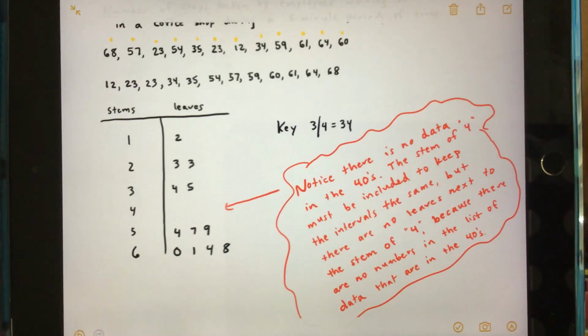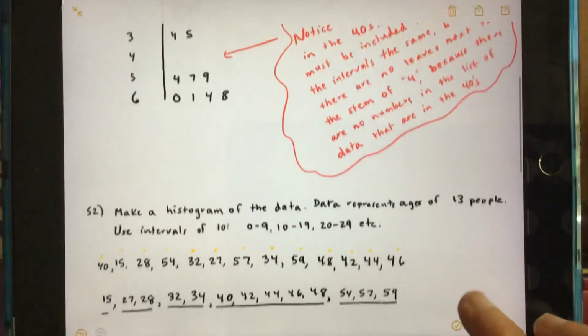So these leaves must go smallest to biggest as well. And here's my key. I chose to use the number 34. You can choose any number that you want off your stem and leaf plot and define it, but the key is crucial. All right, that's all for our stem and leaf plot.